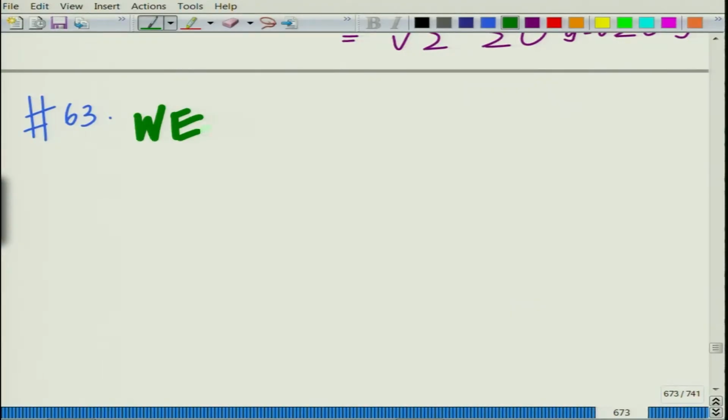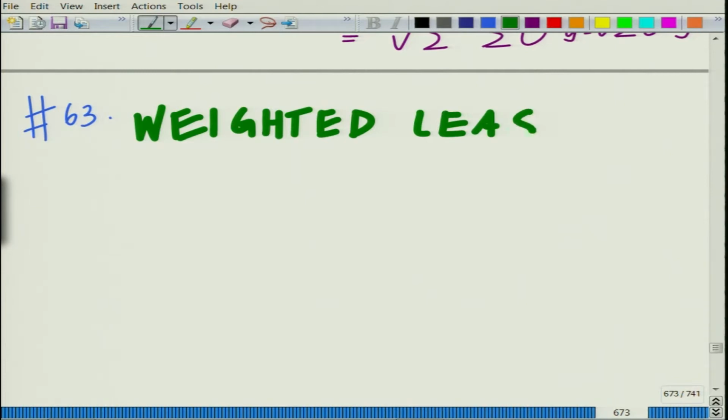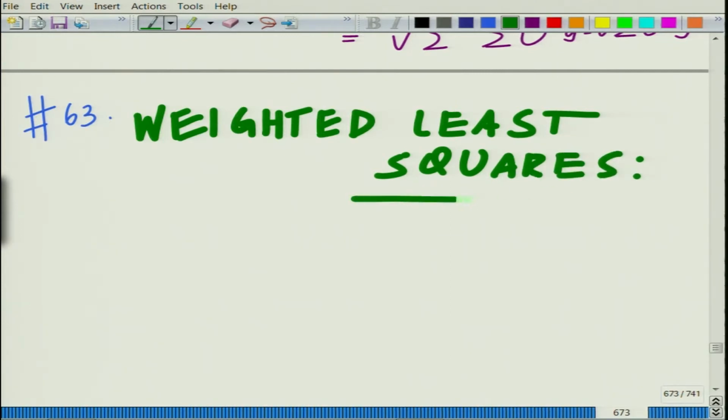So, we are looking at least squares, and let us look at another interesting and very useful extension of this least squares paradigm, which is termed weighted least squares. You can think of this as a generalization of the least squares principle. We want to look at this notion of weighted least squares.